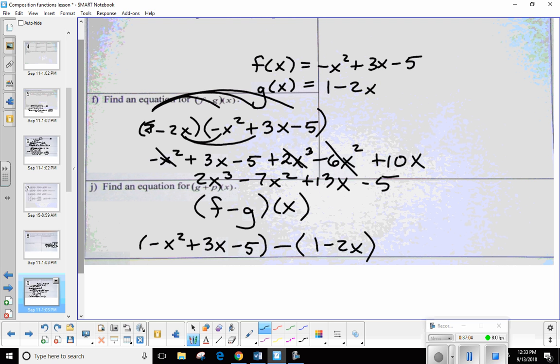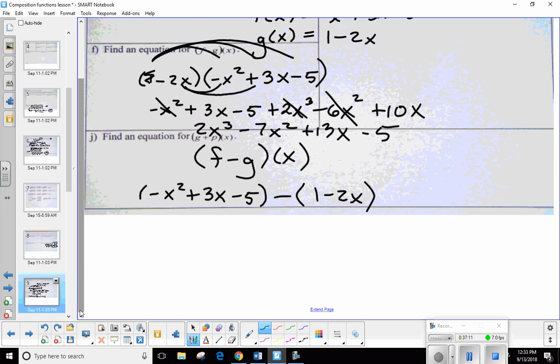Okay. Even this one right here, if I were to give you f minus g of x, okay, well, what's going to happen when I distribute a negative 1? What's it going to change about those terms? Yeah, it's just going to flip their signs. So negative x squared plus 3x minus 5, this would be minus 1 plus 2x. Okay. And let's see, can anybody tell me what my final expression would be? Is Brandon right? That's it. That's all there is to it.